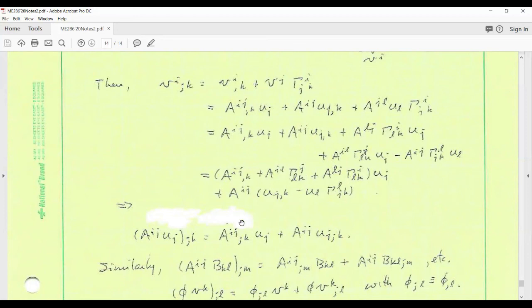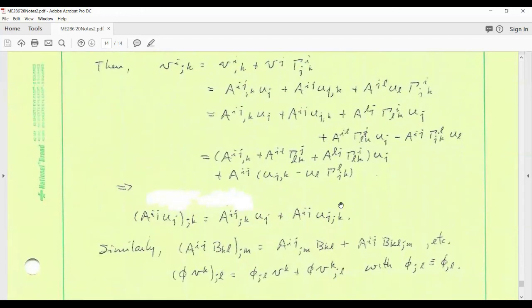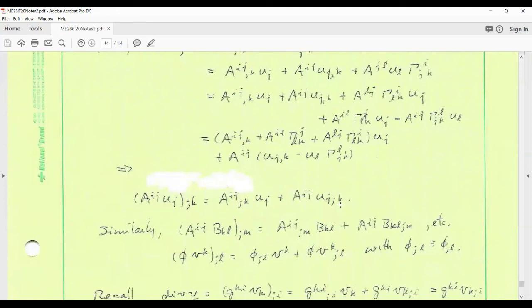The first parenthesis you recognize as the covariant derivative of the tensor A. The second parenthesis is the covariant derivative of the covariant components of U with a minus here. Right? So here we have an explicit demonstration of the product rule for covariant derivatives, in this case of a tensor and a vector.